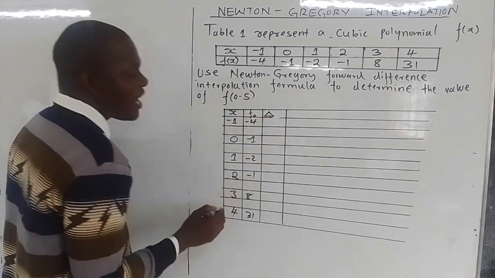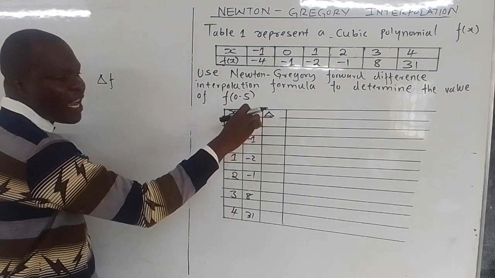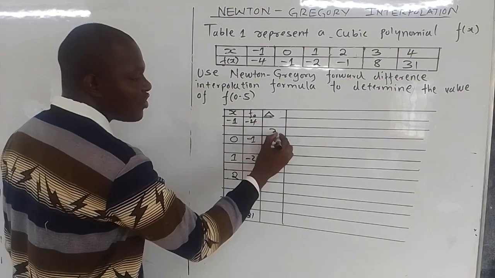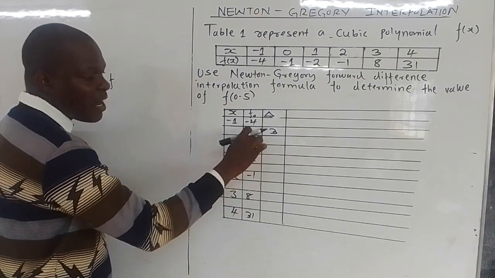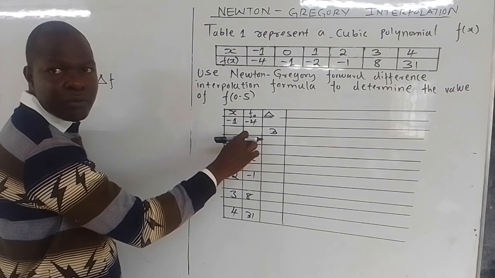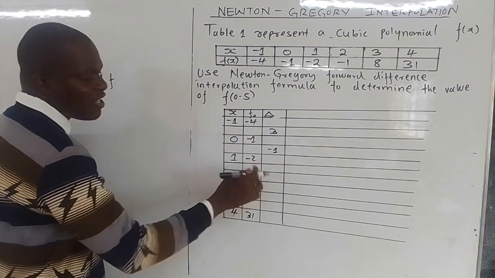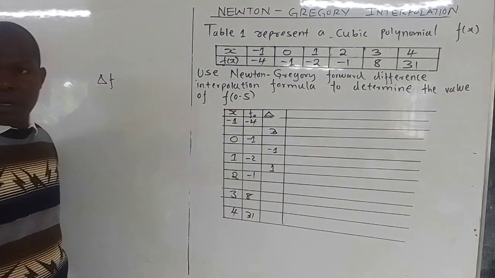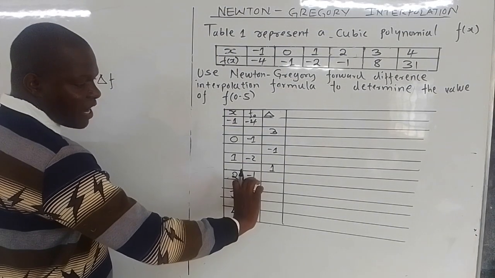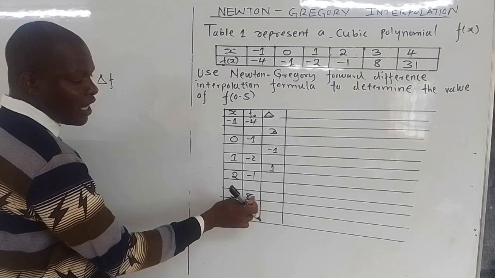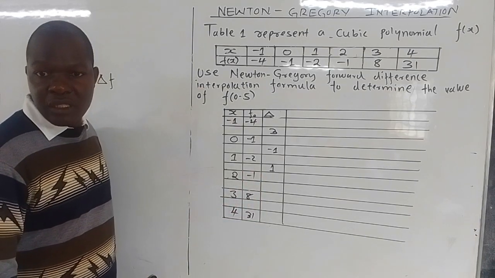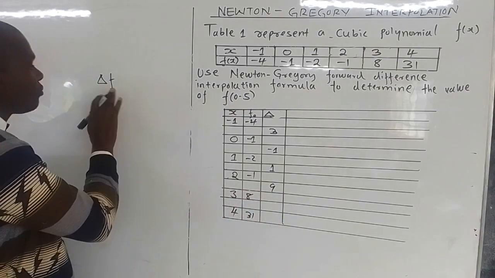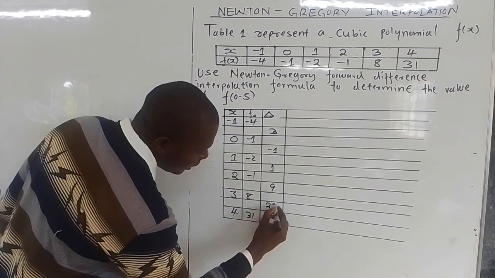So the first difference here, the difference is noted by delta. Negative 1 and negative 4, it will be second minus first. Negative 1 minus negative 4, you use the calculator, isn't it? Negative 1 minus negative 4 is 3. You get that. The next difference is here, second minus first. Negative 2 minus negative 1, negative 1. Then the next difference is here, negative 1 minus negative 2. You get positive 1, isn't it? Then the next difference is the next two values of f naught. 8 minus negative 1. I hope you're using a calculator. The next difference is here, 31 minus 8. 23. We are done with that.